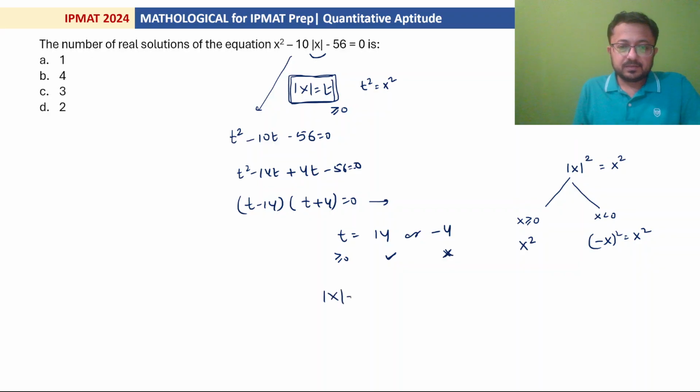So mod of x equal to 14 is the solution, that is, x will be equal to plus minus 14, because we need the number of real solutions. Okay. Option D is the answer, which is equal to 2. Are you able to appreciate this, understand it? Okay. So our answer will be 2 solutions in total.